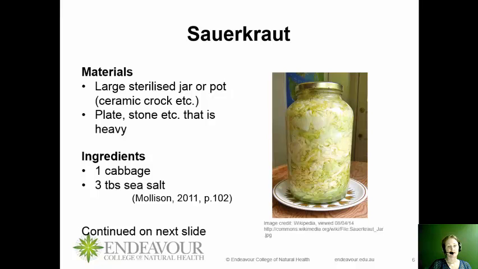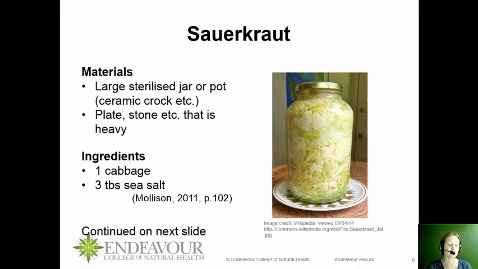So to make it, you basically need a large sterilized jar or pot. Those mad keen sauerkrauters will probably have a beautiful ceramic pot, and that just helps to maintain a stable environment a little bit easier than a glass jar. You generally need a plate or stone, something that's heavy and of course sterile.